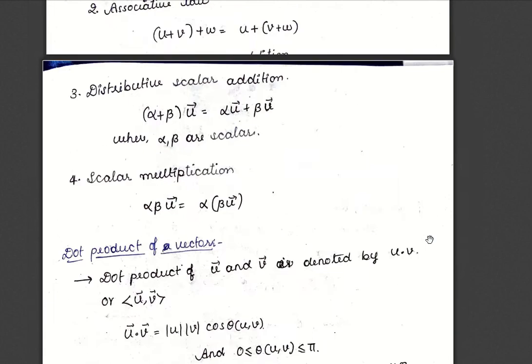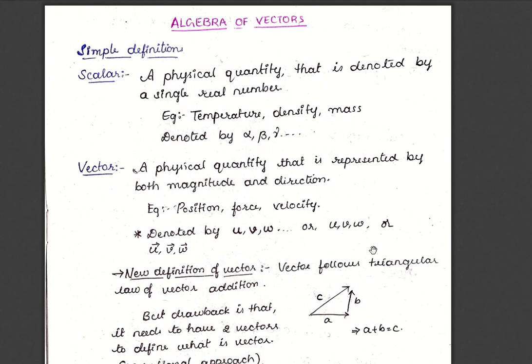So these are the simple properties of vectors. We shall see some more properties and also tensors in another video.